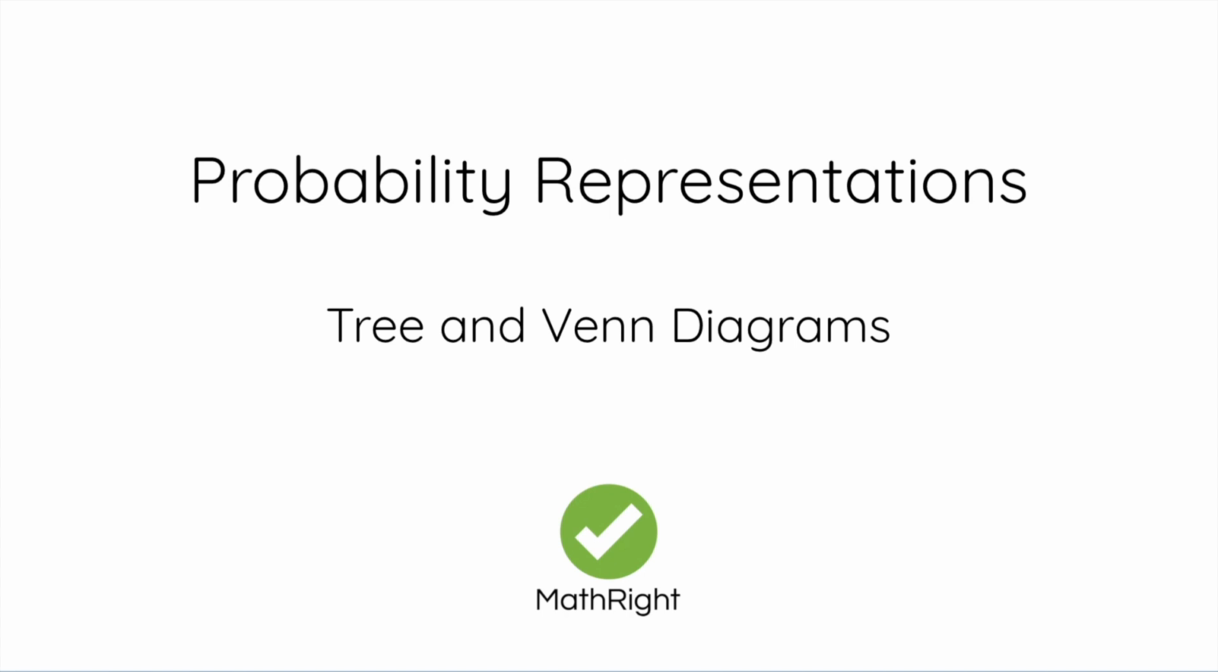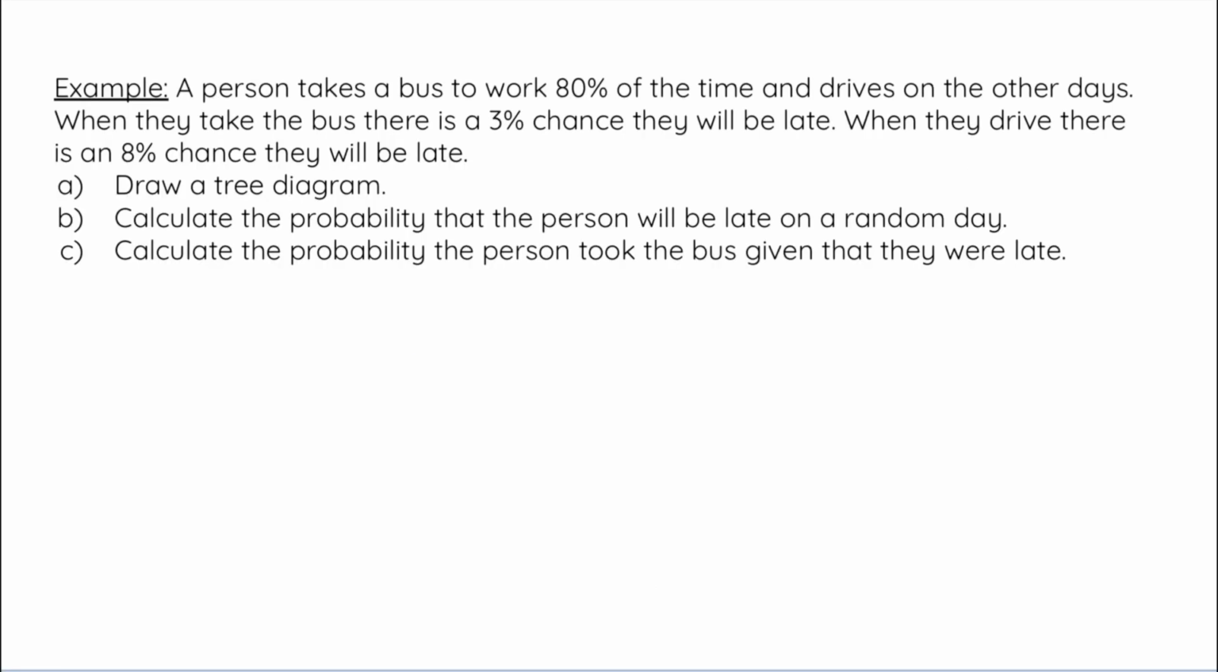In this video, we're going to look at two different ways to represent probabilities. First with tree diagrams, then with Venn diagrams. So we have a person who walks to work 80% of the time, and they drive on the other days.